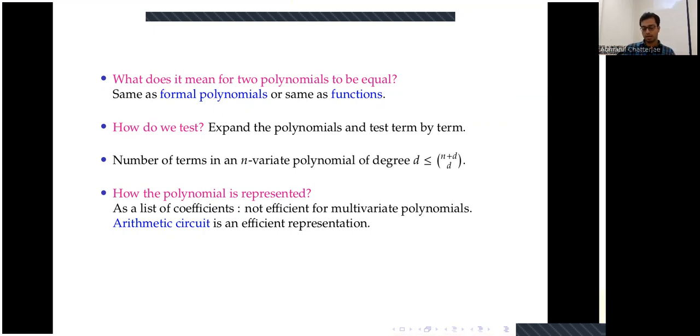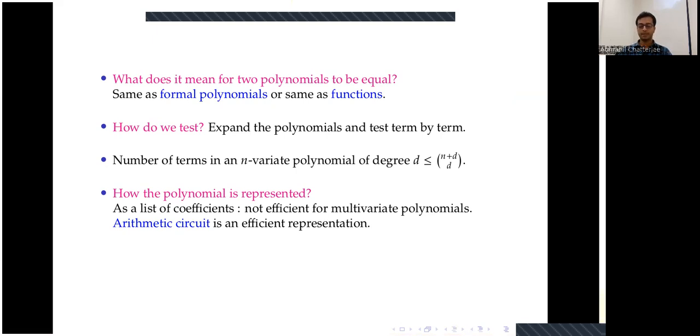So how do we test that? The syntactic definition gives us an immediate algorithm: we can expand it term by term, and check whether the associated coefficient is zero or not. Say for a univariate polynomial of degree d, we can think of it as a d plus one dimensional coefficient vector, and we can check whether this is a zero vector or not. But the problem is that if you have an n-variate polynomial of degree d, then the number of terms can be as large as n plus d choose d. So it is important how the polynomial is given to us.